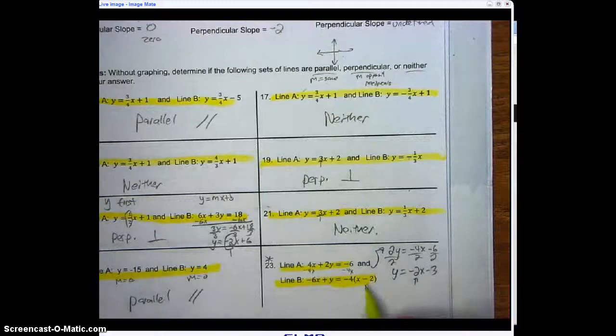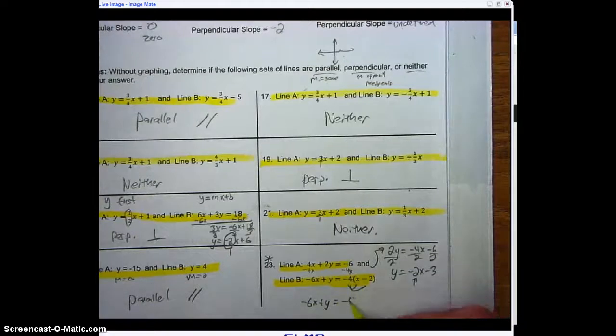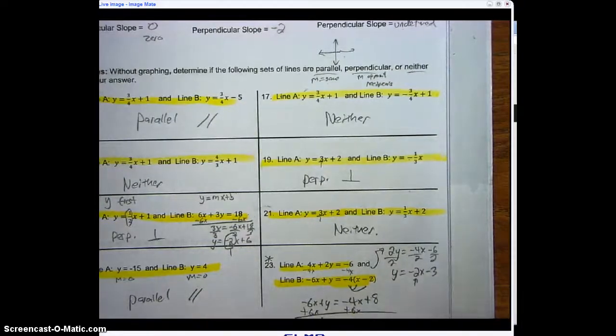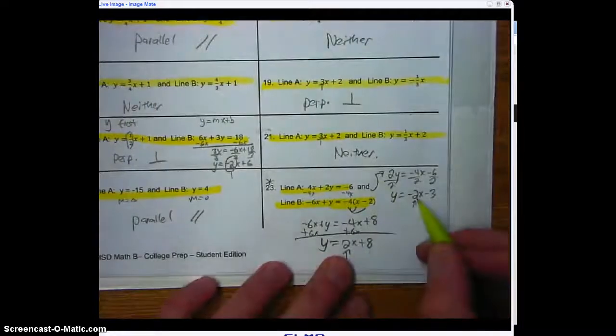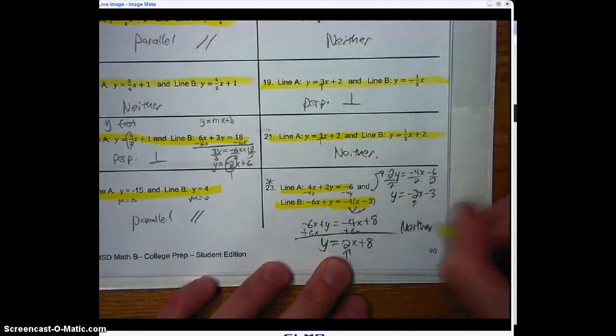This one's a mess. It's got a lot of stuff that we need to do, so let's simplify it first. So negative 6x plus y equals, distribute that, negative 4x, and negative times a negative is a positive 8. And you can hopefully see that all you need to do to isolate y is add 6x. So if I do that, you end up with y equals positive 2x plus 8. Now, 2 is the slope of this line, negative 2 is the slope of this line. They are opposites, but they're not reciprocal, so the answer to this is neither.